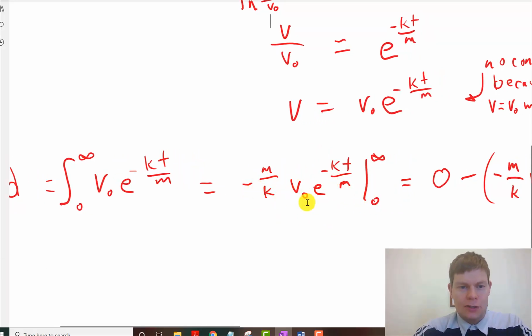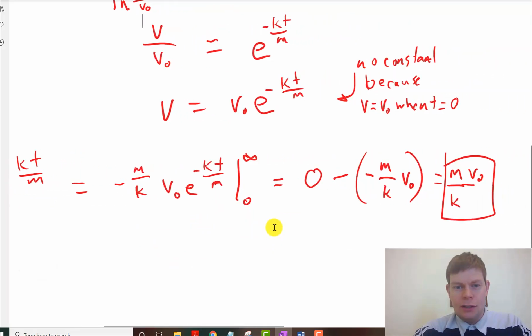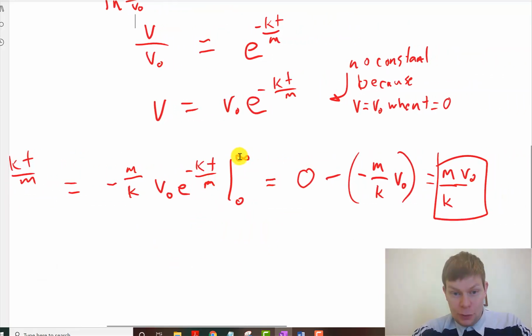Hopefully you can see why this is the integral of that. If you take the derivative of this, you will get that. And then at t equals infinity, this whole term goes to 0, so the whole thing goes to 0. So we've got 0 minus, and then the situation when t is 0. When t is 0, this little business is 1, and so we got negative mk times v naught. The two negatives cancel, and we are left with this as the total distance the thing travels before it stops.